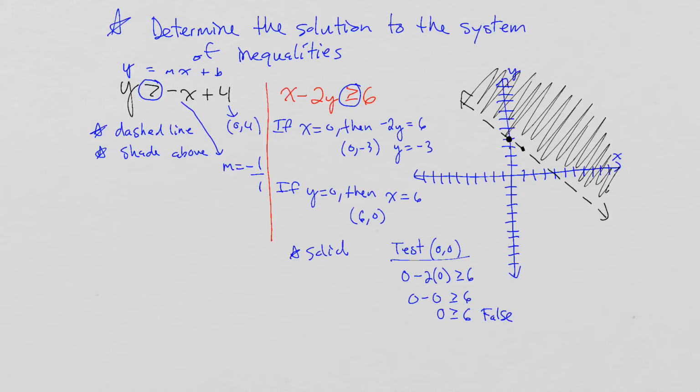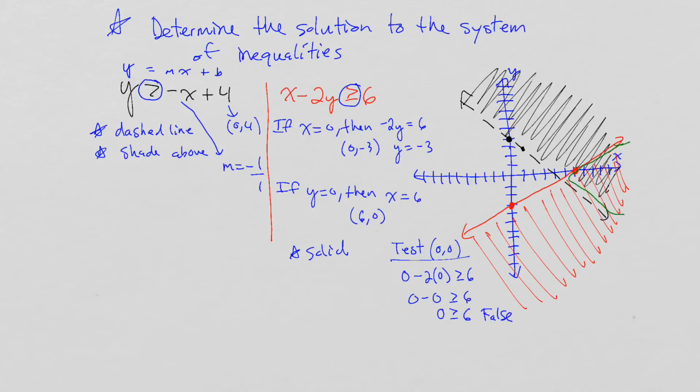Okay, so let's go ahead and get this down. So we have a y-intercept of -3, and we have an x-intercept of 6 right here. This is going to be solid. And we're not going to shade the region where the (0, 0), the origin, is, because that's a false statement. That means we need to shade on the other side. So that means our solution region is this overlap right in here.